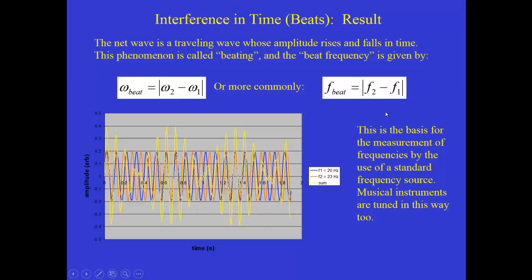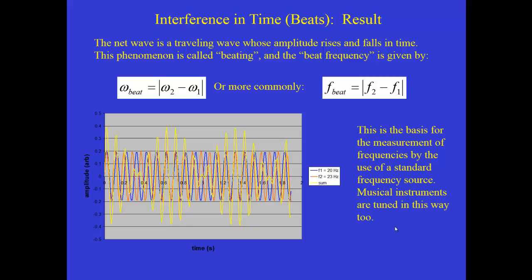And I'm going to show you a video in just a second that gives a very simple illustration of this, but I'll just say that this phenomenon of beats is the basis for measuring frequencies using a standard frequency source. Because if you have a standard source and you know its frequency, and then there's an instrument or some other source of sound whose frequency you want to measure, you can measure the beat frequency, and that will give you the difference in those two frequencies, and that will allow you to measure the frequency of an unknown source.